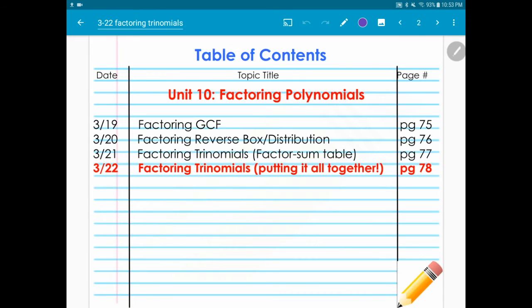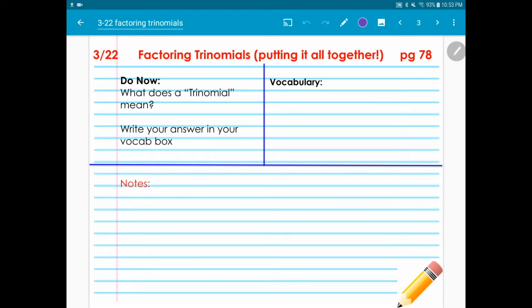So let's get started. Factoring trinomials, putting it all together. So what does a trinomial mean? Write your answer in your vocab box. A trinomial, we talked about it yesterday, but just to have it in our notebook, has 3 terms. So it's basically a polynomial with 3 terms.